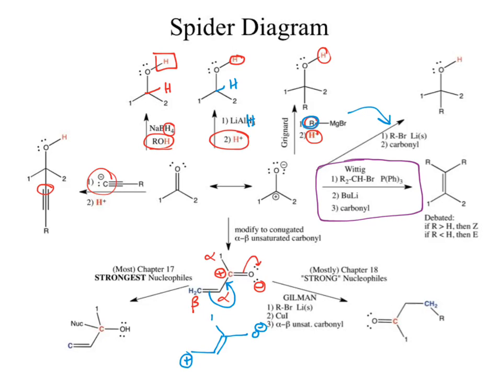Which means, where does our nucleophile attack? Well, that discussion comes down to what is your nucleophile. If you have the strongest nucleophiles, that's your hydrides and your carbon negatives, Grignards and Wittig reagents, it attacks the carbonyl carbon. If you have a quote-unquote strong nucleophile, meaning it's not as strong as our strongest, it attacks the beta position of our alkene structure.